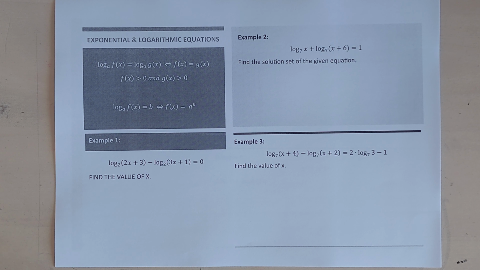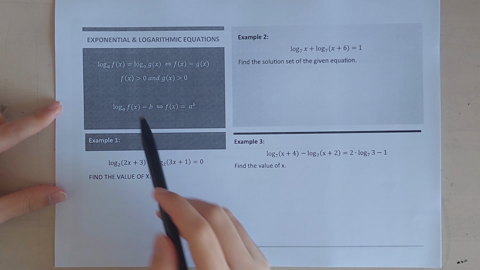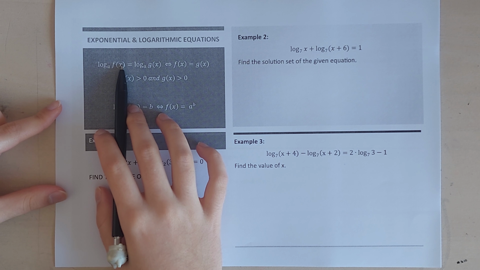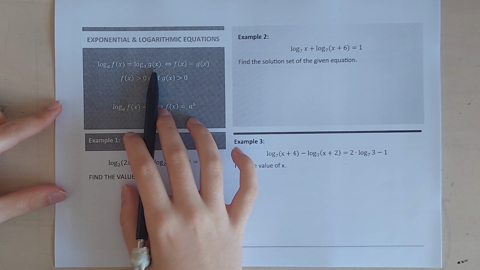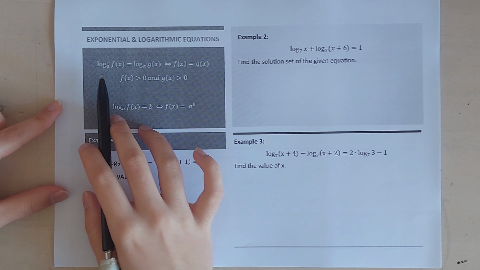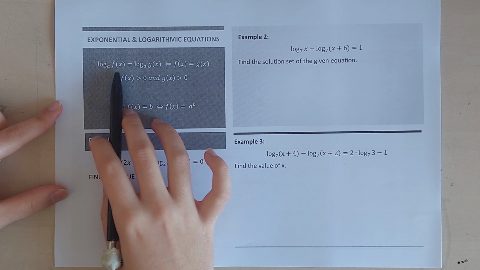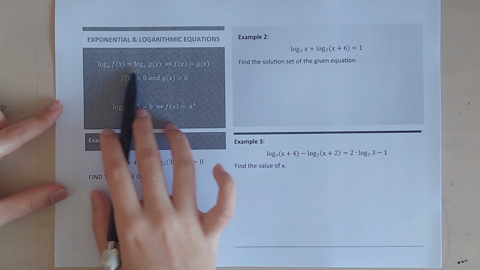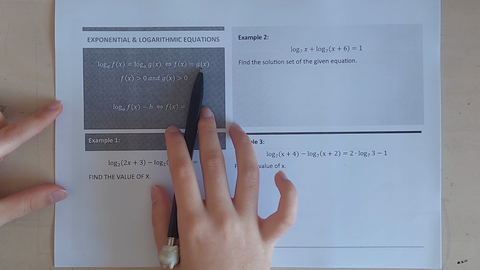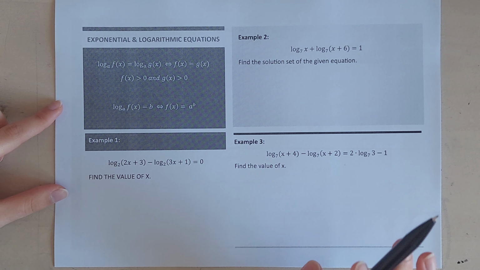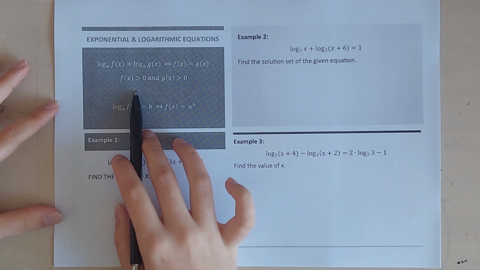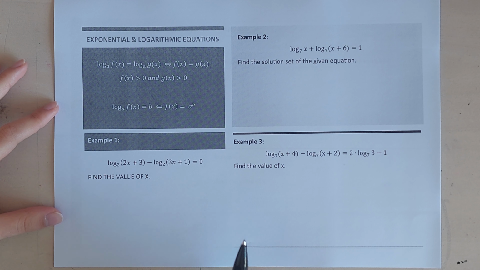So let's start. If we have an equation like this, logarithm of f(x) to the base of a is equal to logarithm of g(x) to the base of a, since the bases are equal, then the inside of the logarithms also must be equal to each other. If this condition is met, then f(x) is definitely equal to g(x), but don't forget to check that both f(x) and g(x) must be greater than 0.